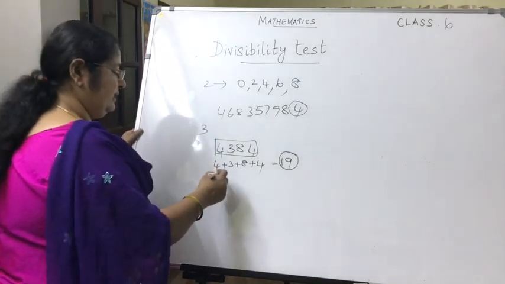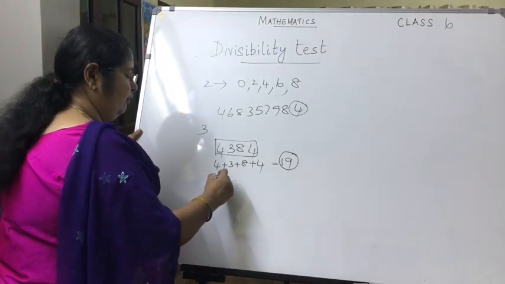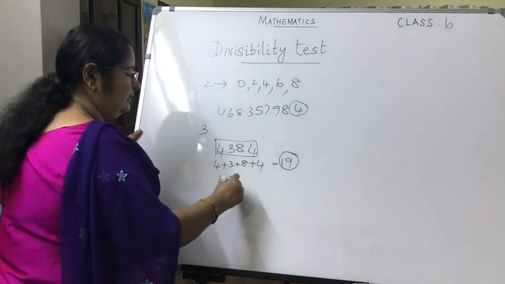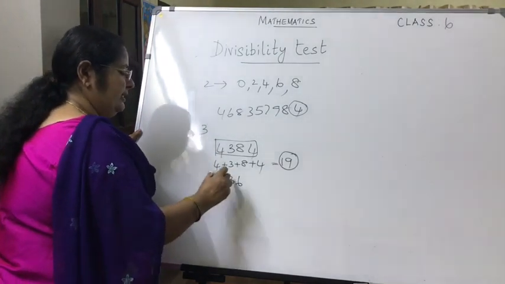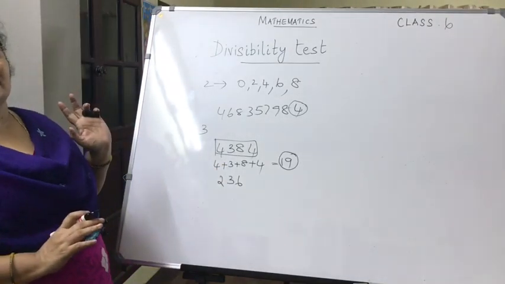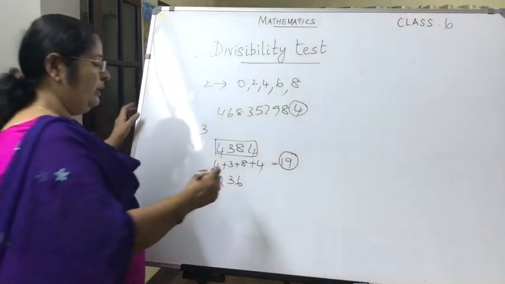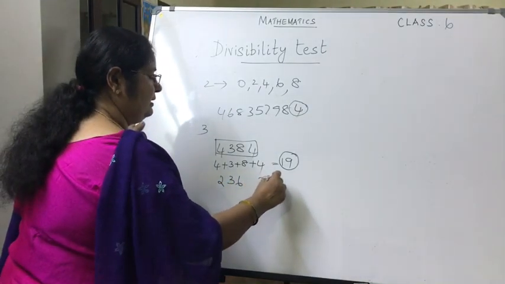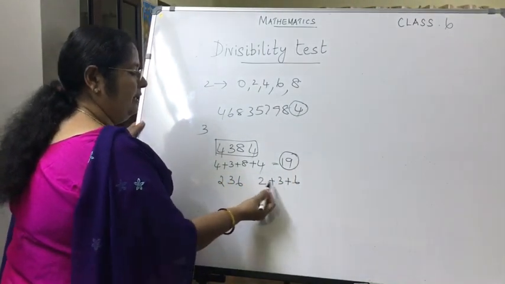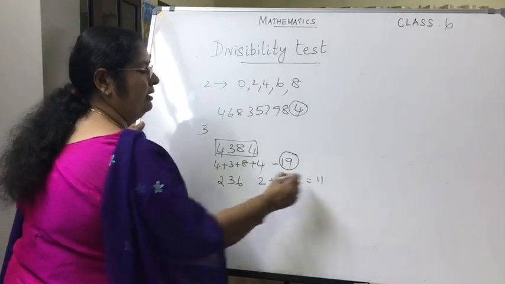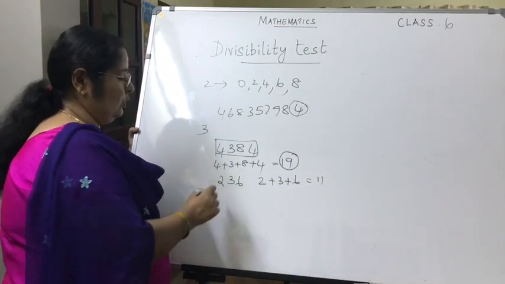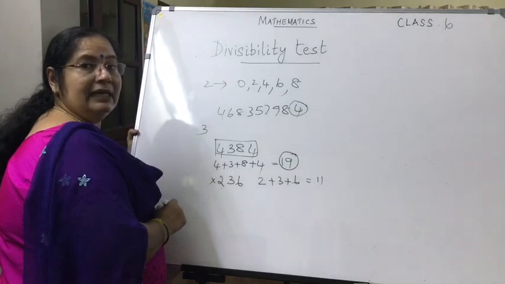Suppose you are having, say, 2, 3, 6. Take the number 236. We are going to find out whether this number is divisible by 3 or not. What you will do? Add 2 plus 3 plus 6. 3 plus 2, 5 plus 6, 11. Is this number divisible by 3? No. So this number is not divisible by 3.